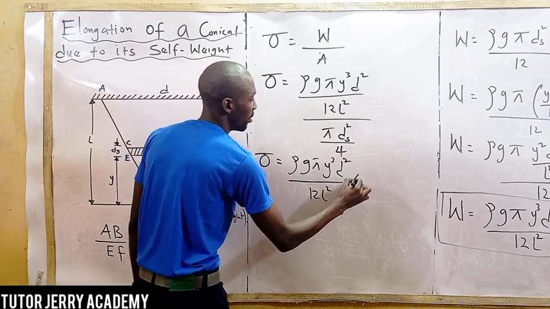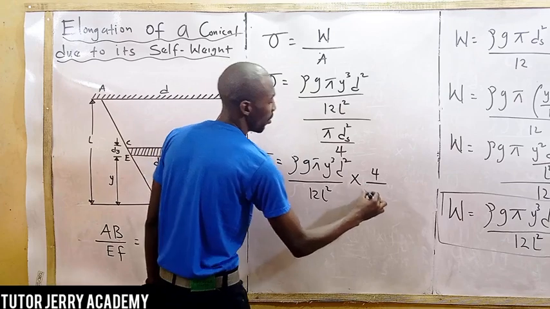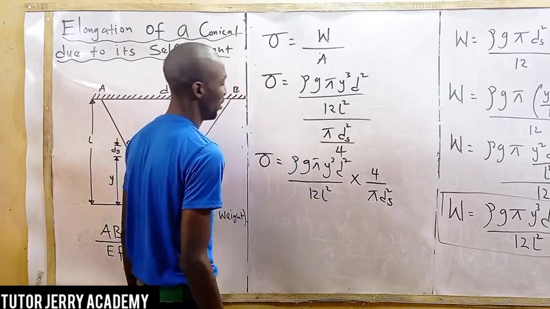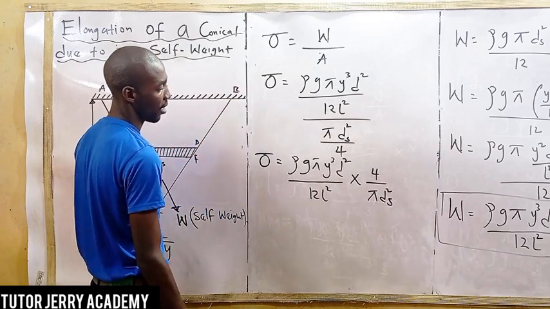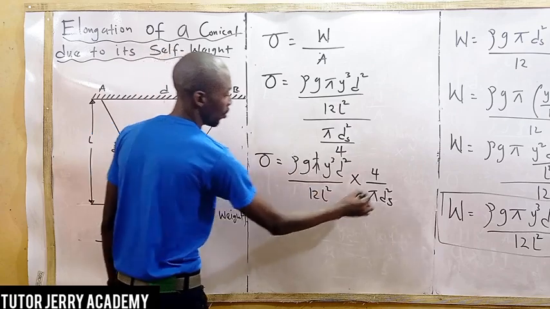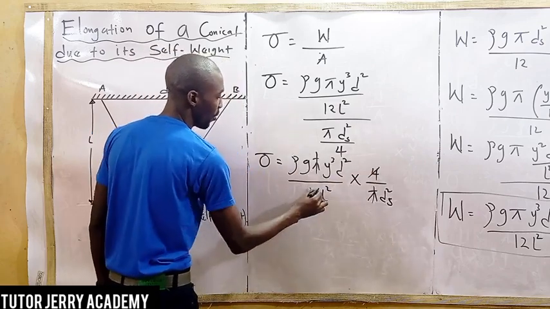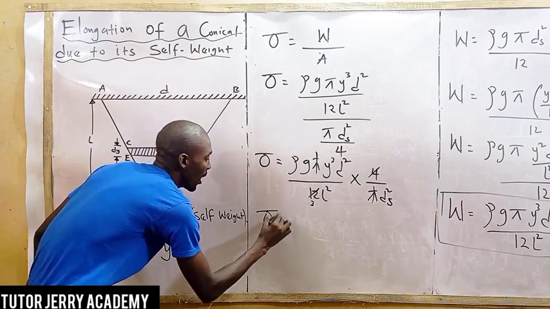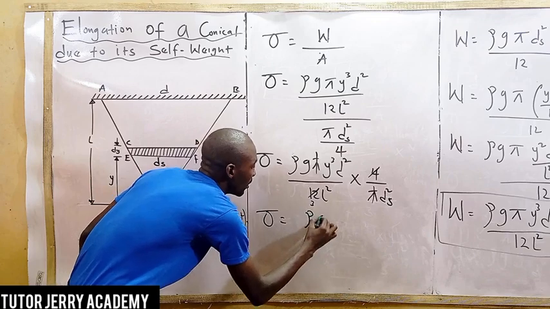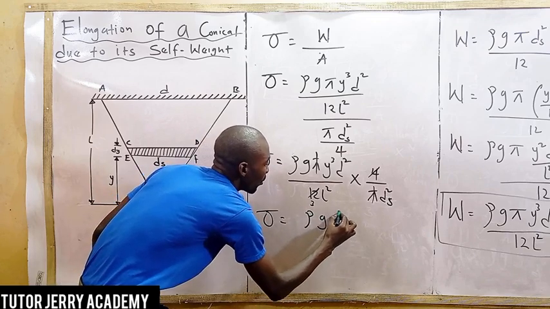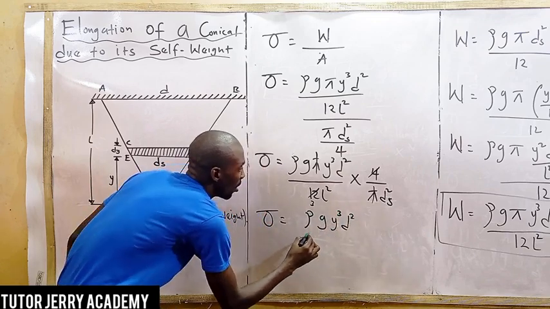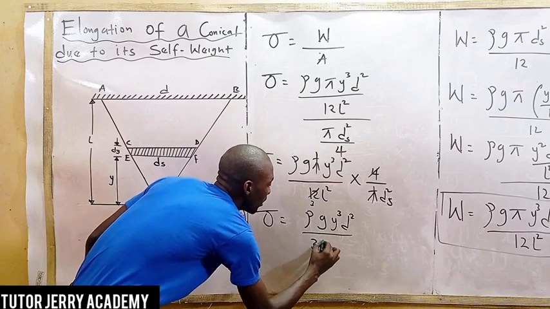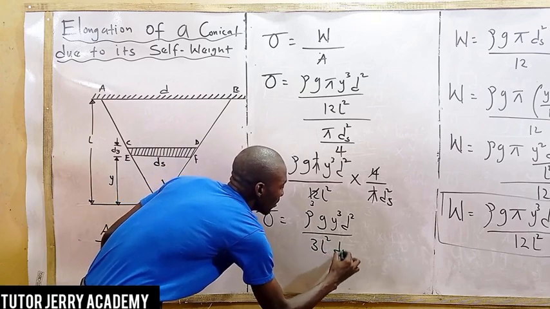12L square multiplied by 4 all over what? By the S. All right, so by the time we do this, pi will go with pi, 4 with 4, 1 with 15. So we can therefore write our stress as density, gravity, y cube, d square, all over 1, all over 3L square, S square.